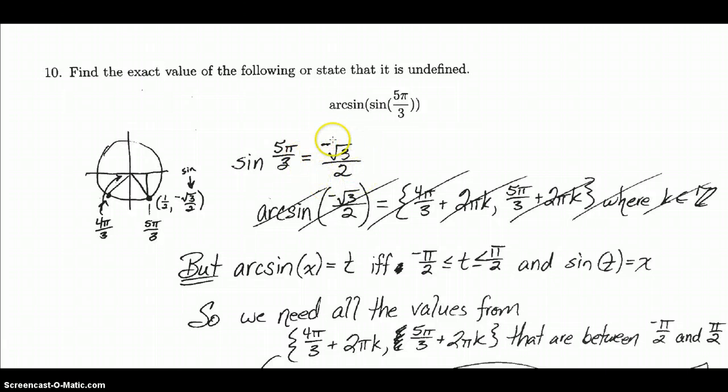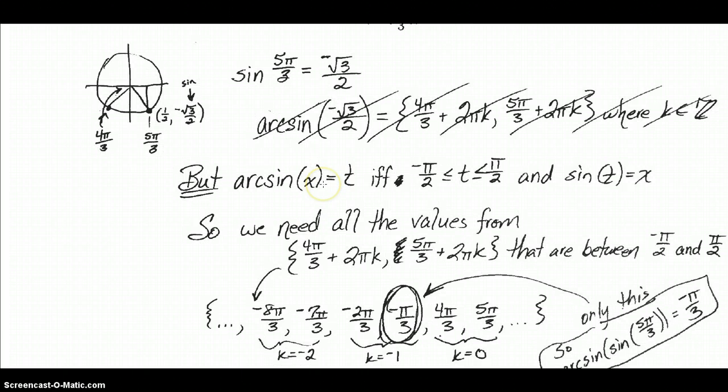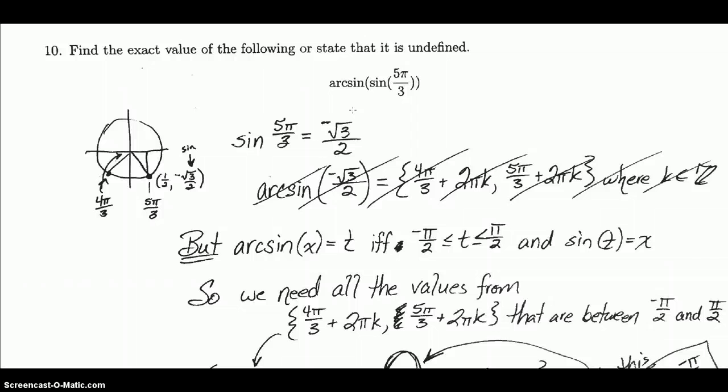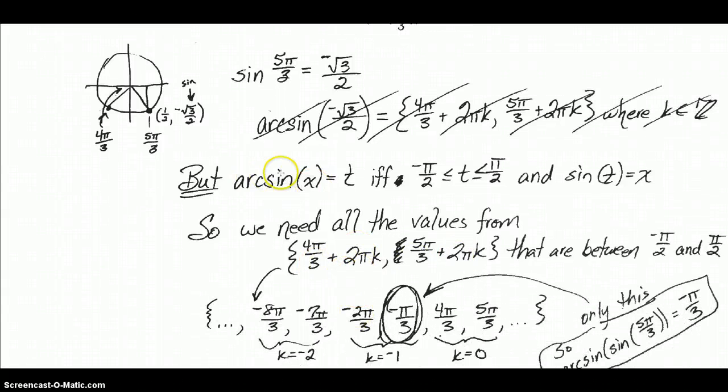And once we get that value, we work backwards and we ask ourselves, okay, well, what different angles would give us this negative square root of 3 over 2? So that would be really all these angles. However, that is not the final answer, because arcsine is only defined here if we're between negative pi over 2 and pi over 2. So out of all these lists of possible solutions, really there's only one here, negative pi over 3, that's within that specific interval. And so that's our final answer, negative pi over 3.